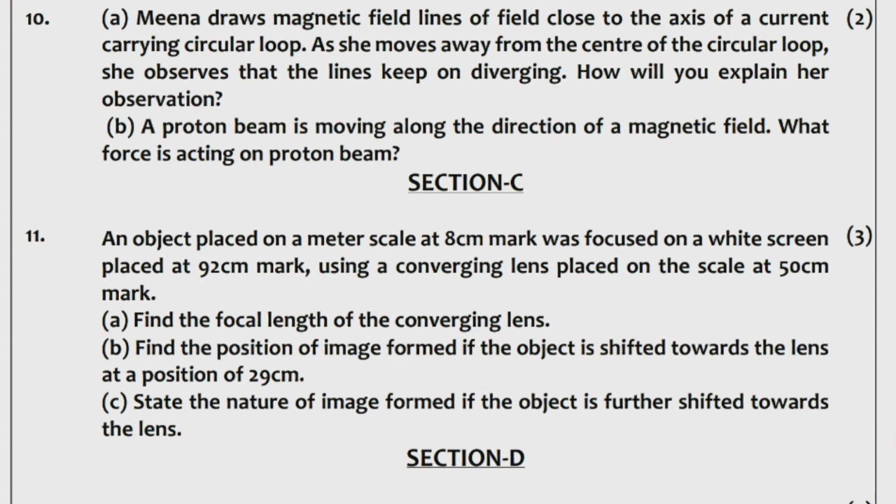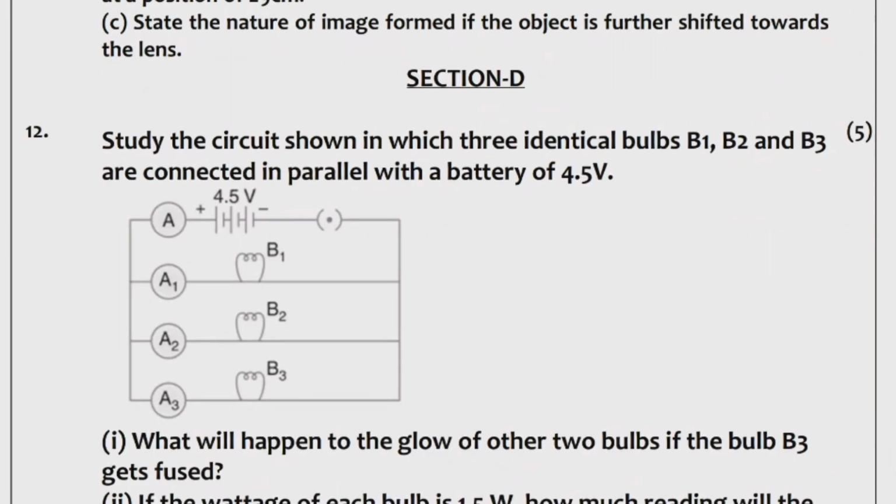Section D. Question number 12 is long answer type questions carrying 5 marks each. Answer to these questions should be in the range of 80 to 120 words. 12. Study the circuit shown in which 3 identical bulbs B1, B2 and B3 are connected in parallel with a battery of 4.5 V.